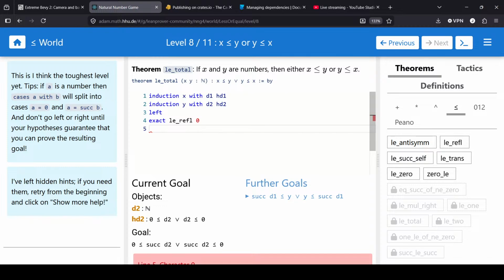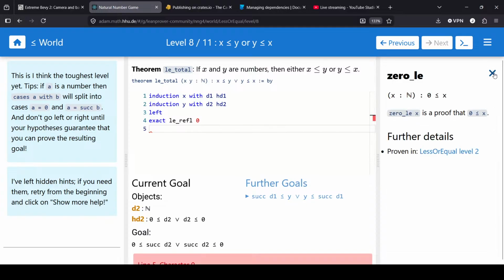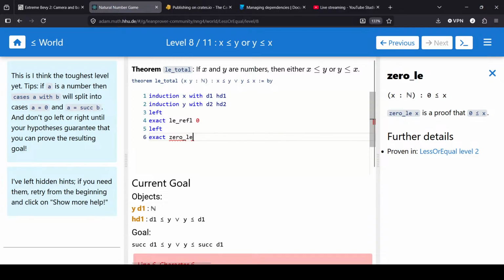Also, just a reminder, you've already proven that 0 is less than or equal to anything earlier. Oh, you're right. I totally did do that, didn't I? Okay, I didn't need to do things the complicated way I was doing them. Okay, so left, exact zero_le, and then succ_le_succ. Oh, I need to print the size.